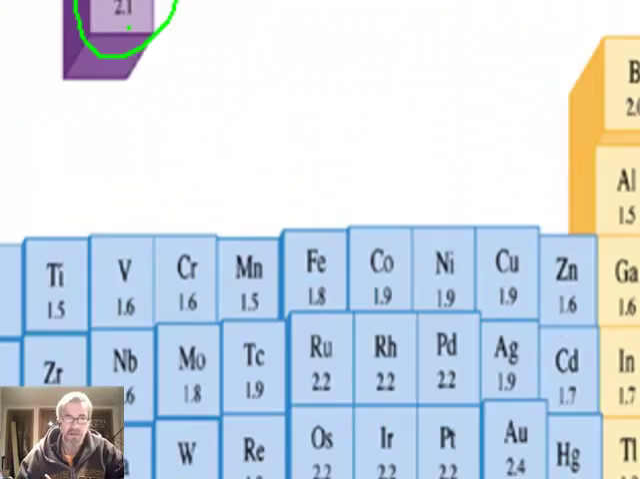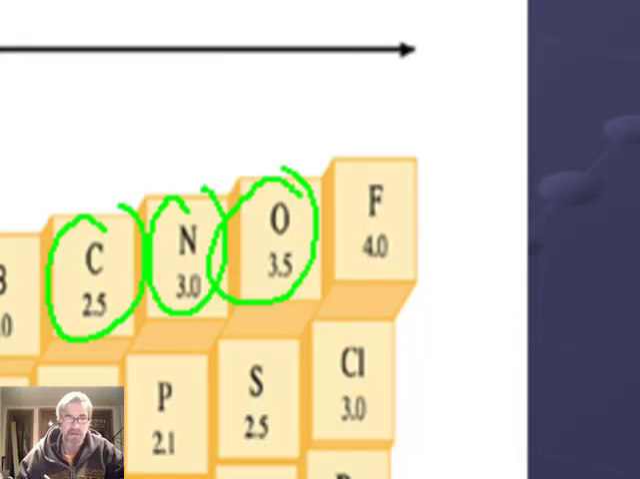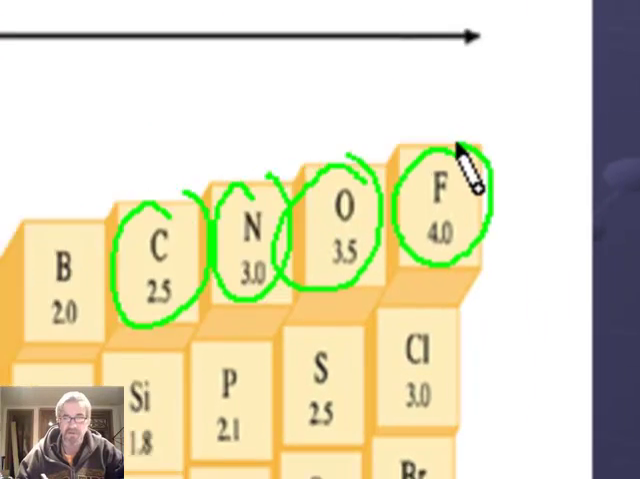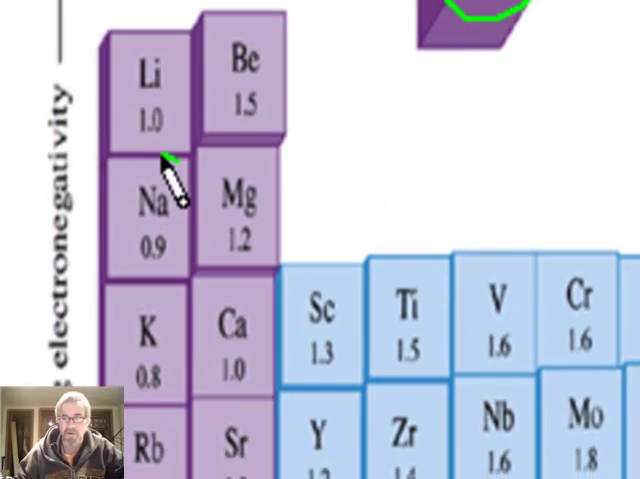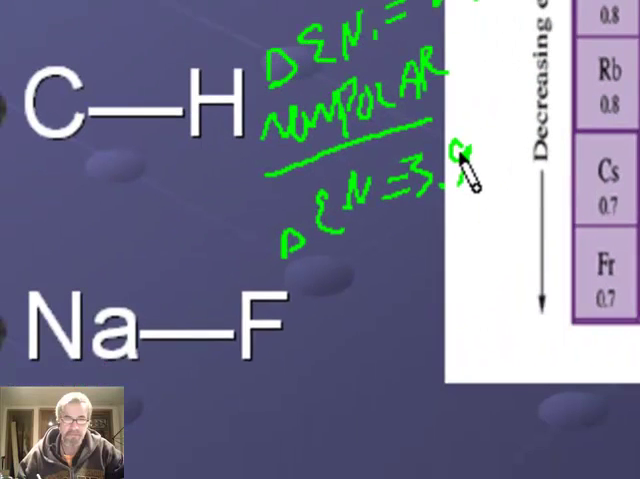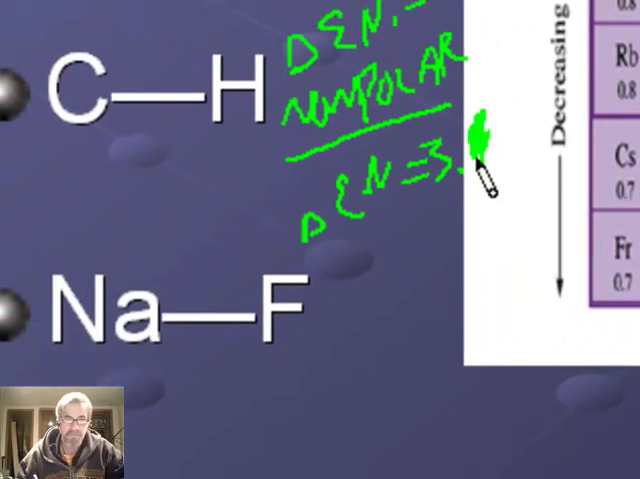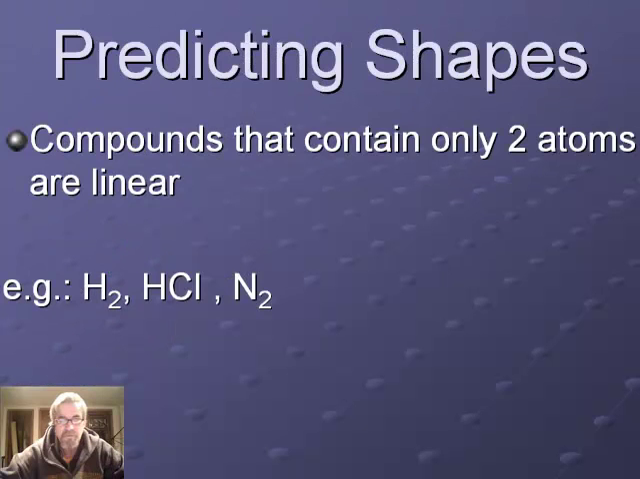Sodium and fluorine. Well, fluorine's a 4, it's the highest one. Sodium's 0.9. The electronegativity difference is 3.1 for this bond. Well, that's way higher than what it should be to be a polar covalent bond. This is in fact what we call an ionic bond, and that's no surprise to you because it's a metal and a nonmetal. Now we're going to turn our attention to predicting the shapes of atoms.